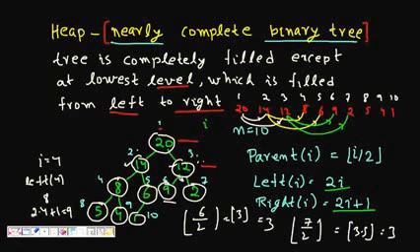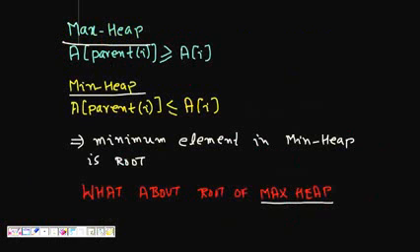For 12, 9 and 2 are less than 12. For 8, 5 and 4 are less than 8. For 6, 1 is less than 6. So for all the nodes this max heap property is satisfied, and hence this is a max heap. And what else? The root, because the parent is greater than both the children, will have the maximum value in a max heap.